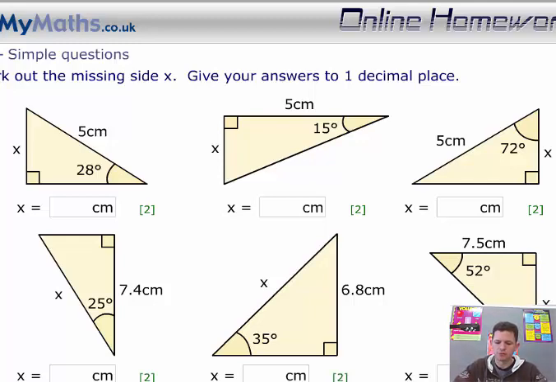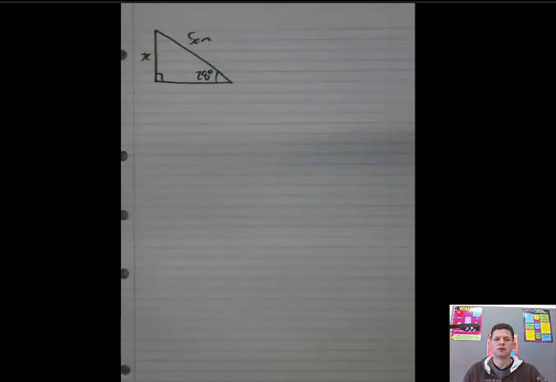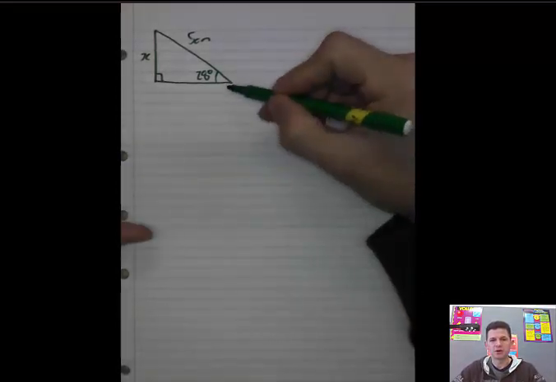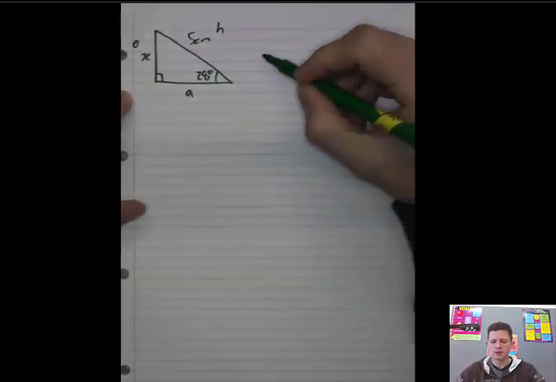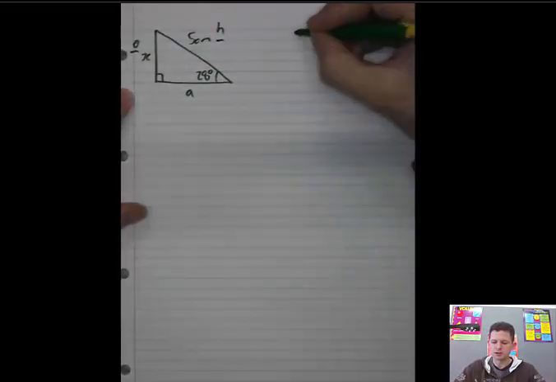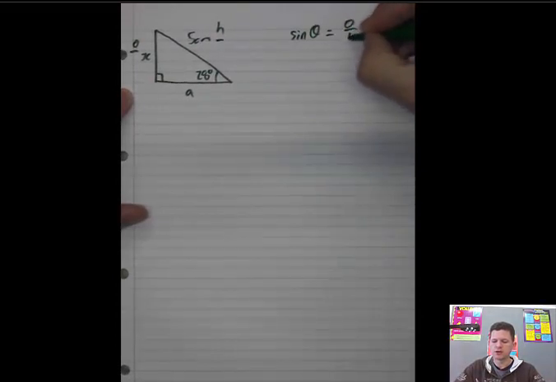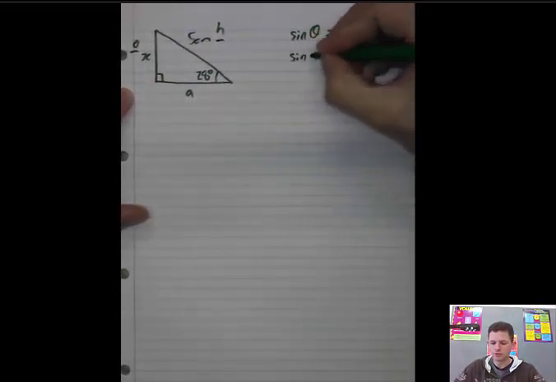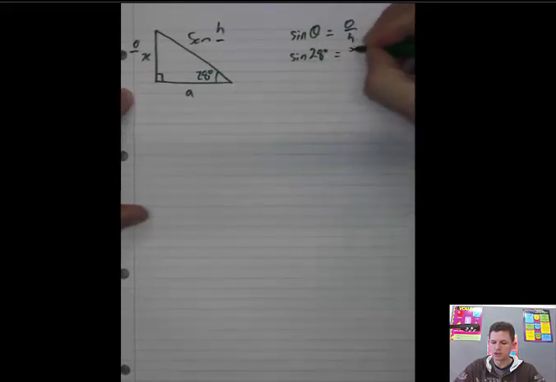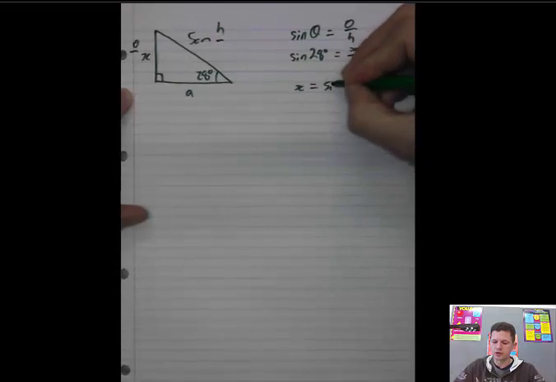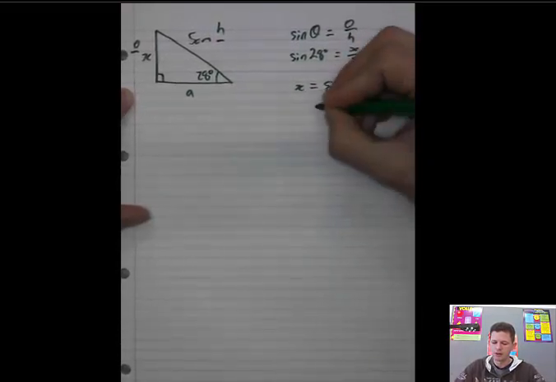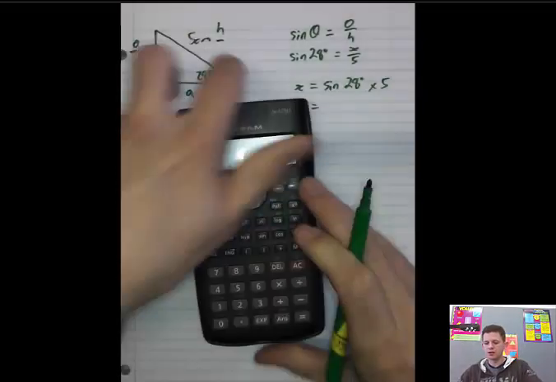So when we look at that first triangle we're given, we've got an angle of 28 degrees, hypotenuse of 5 centimeters, and another side which is labelled X. So what I would expect you to do is copy it down like this into your book, label the triangle like we just talked about, so that would be our O, A and H. Our rule that uses O and H is the sine rule. Sine theta equals O over H. Substitute into the rule. Sine 28 degrees equals X over 5. X equals sine 28 degrees times 5, which we will put into our calculator.